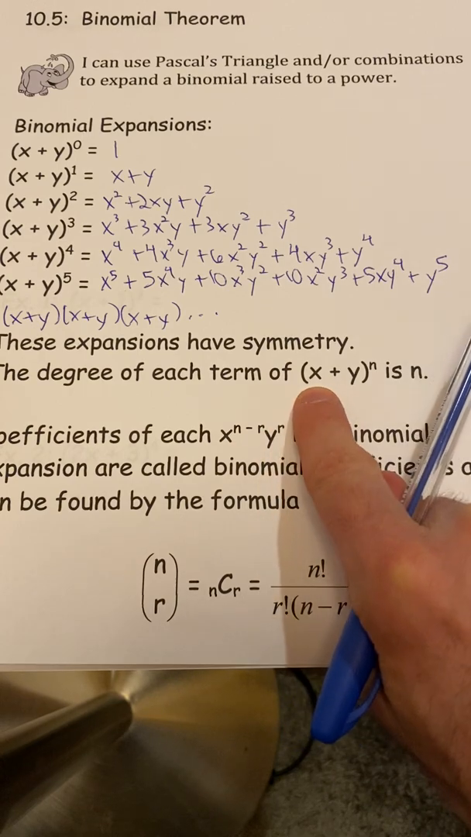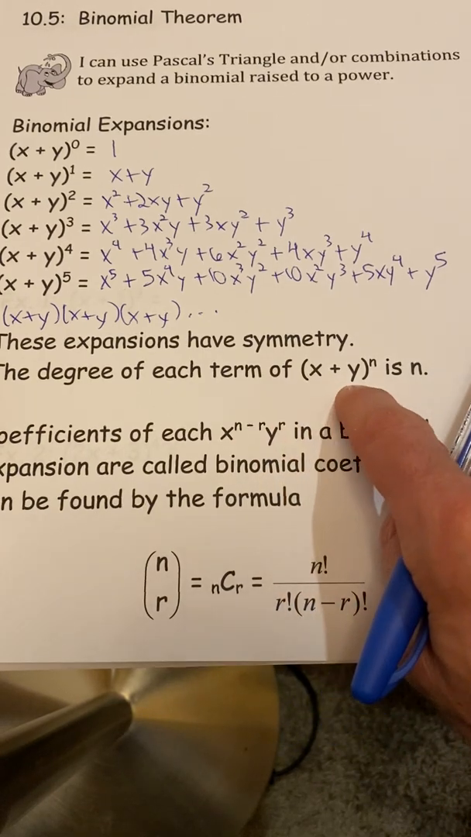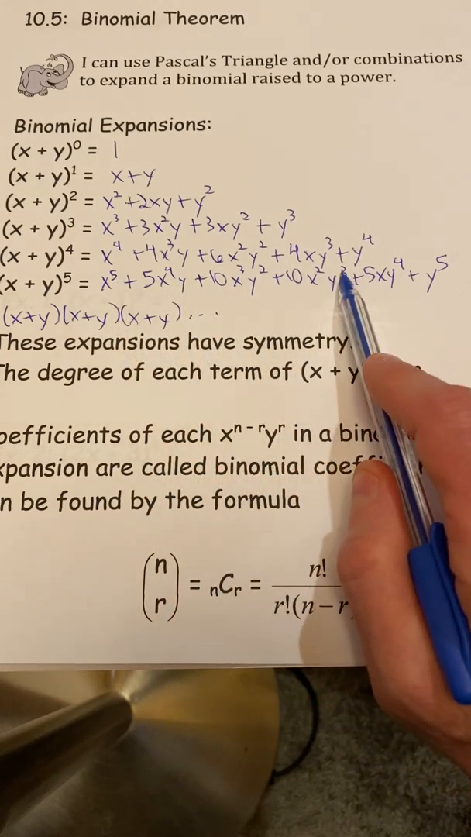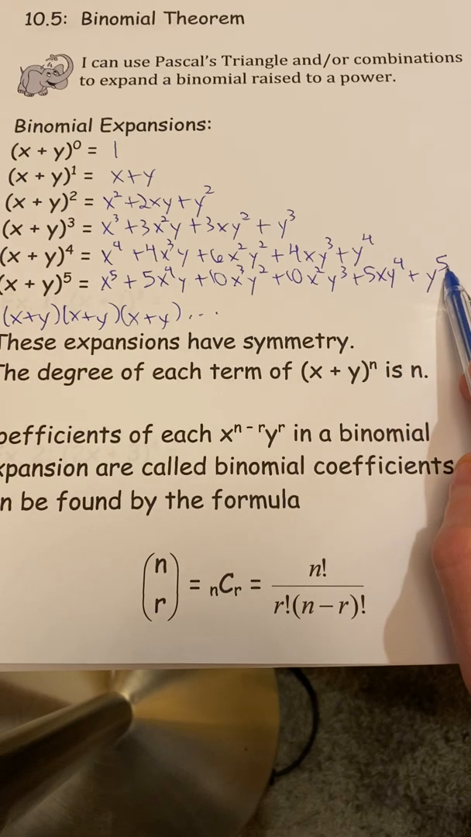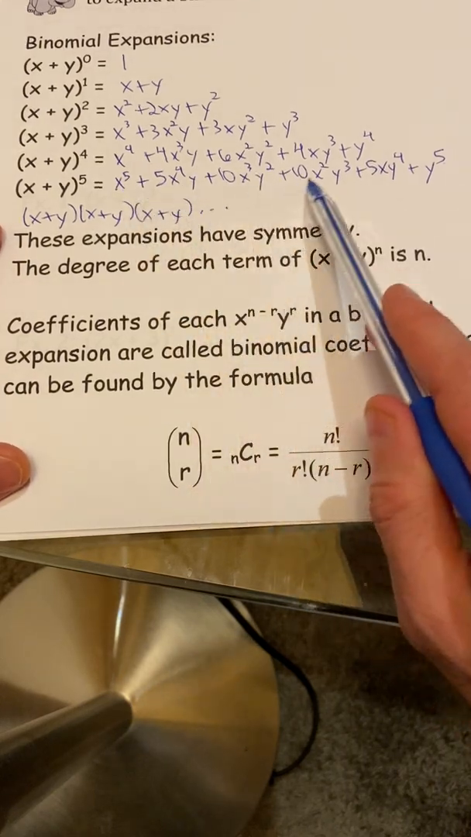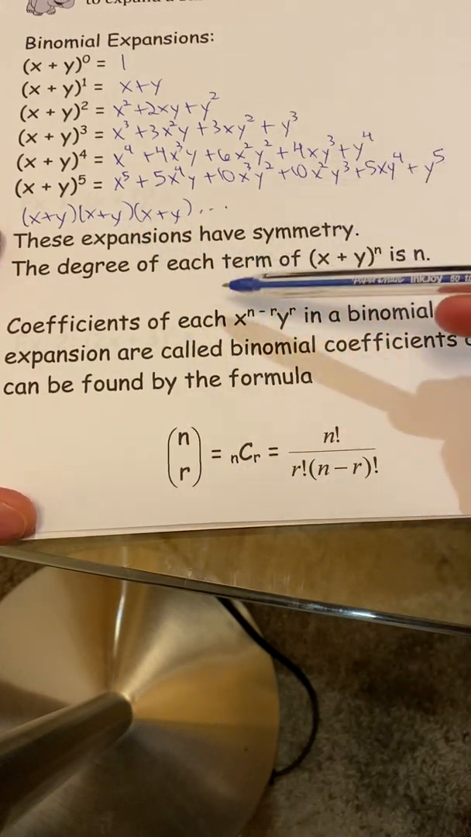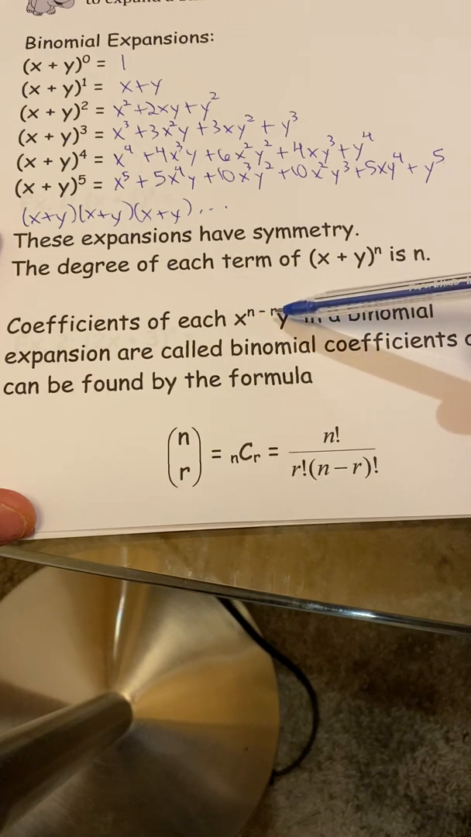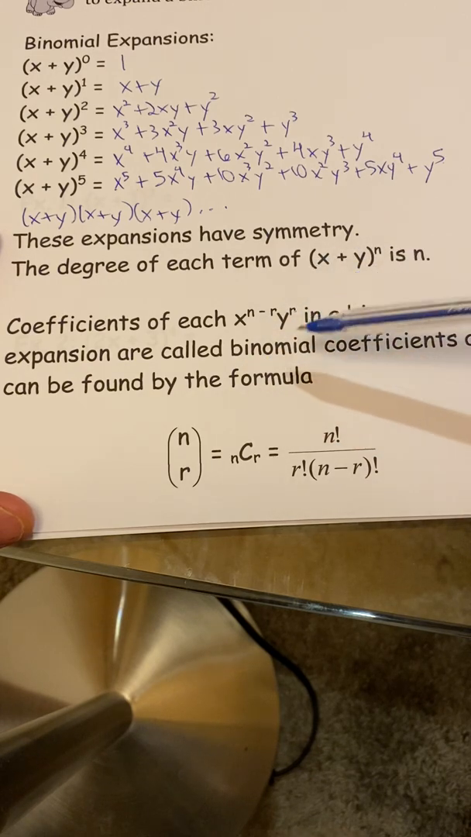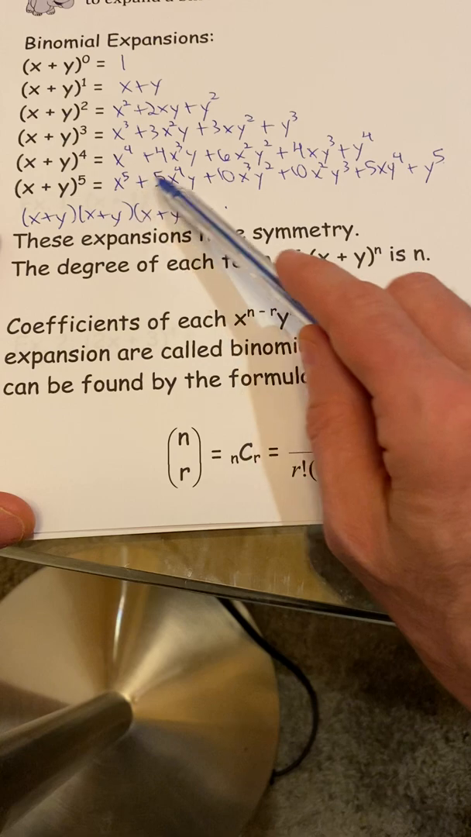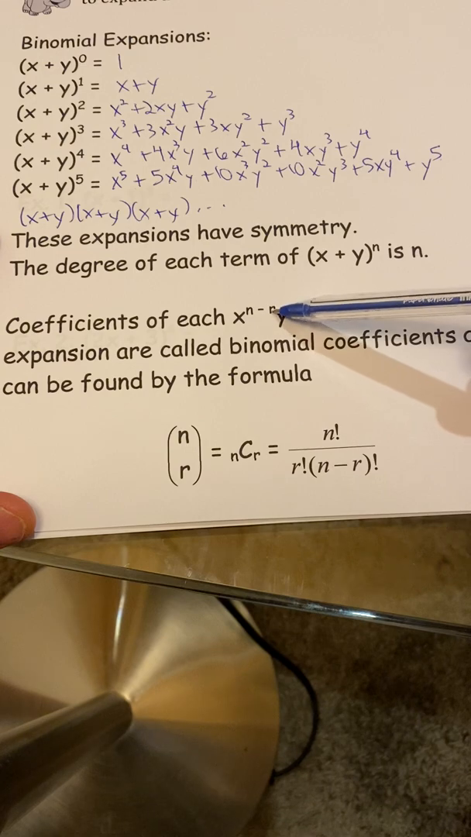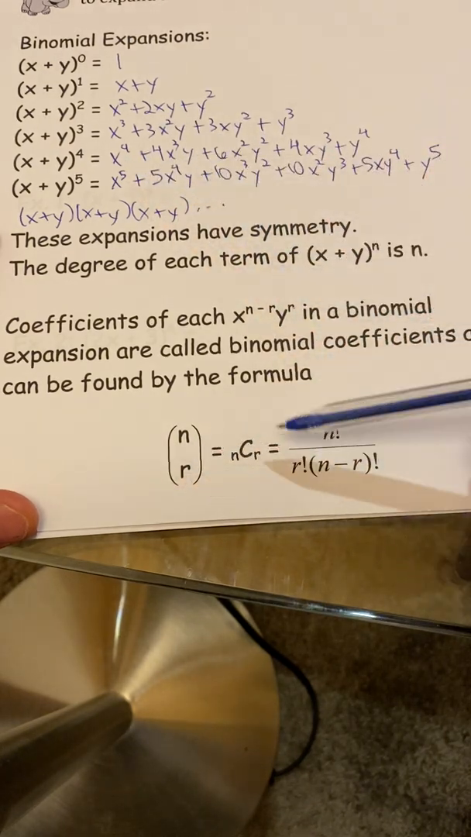The degree of each term in x plus y to the n power is n, meaning powers of 5 and 0, 4 and 1, 3 and 2, 2 and 3, 1 and 4 each add to 5, that fifth power. The coefficients come from taking x to the n minus r power, y to the r power, where n is the power of the binomial and r is whatever you're subtracting as you go.